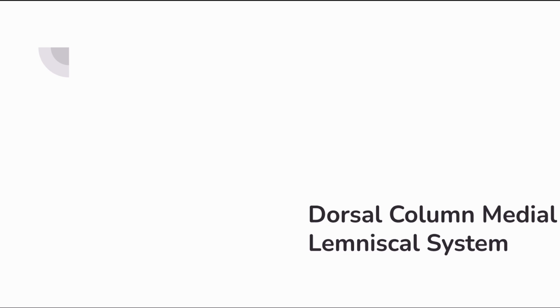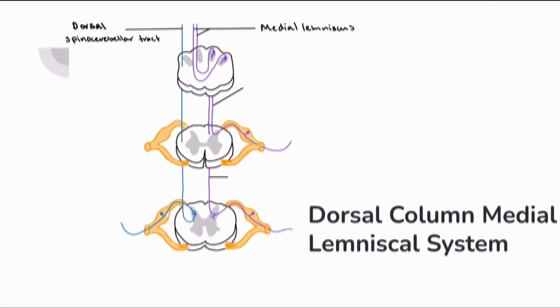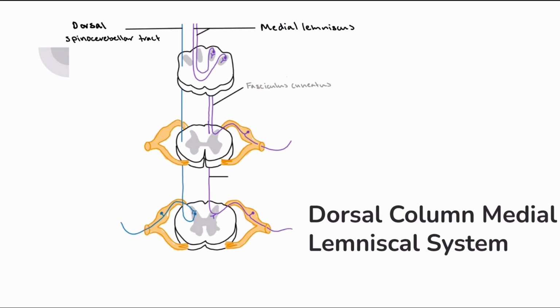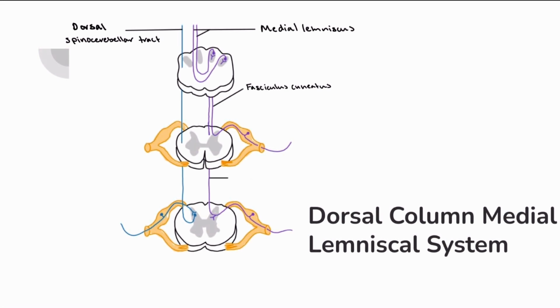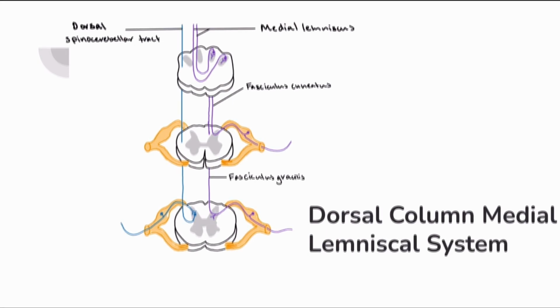The first one that I want to talk about is the dorsal column, and it looks kind of like this. It's split up into two tracts, which is the dorsal spinal cerebellar tract and the medial lemniscus. To this tract, there is an upper and lower portion. The upper portion is called the fasciculus cuneatus, and it controls the upper body movements. The lower half is called the fasciculus gracilis, and it controls lower body movements.